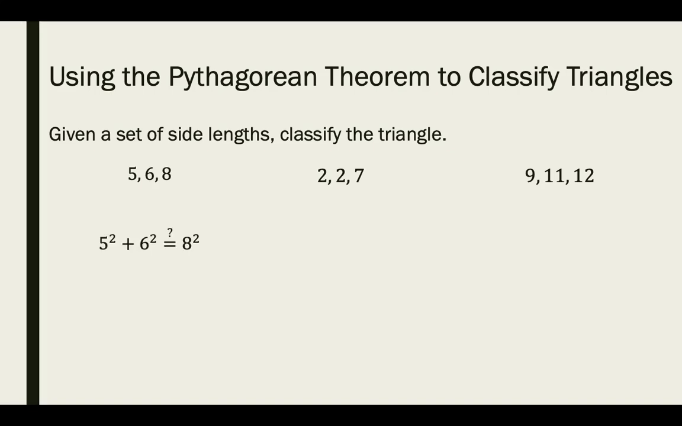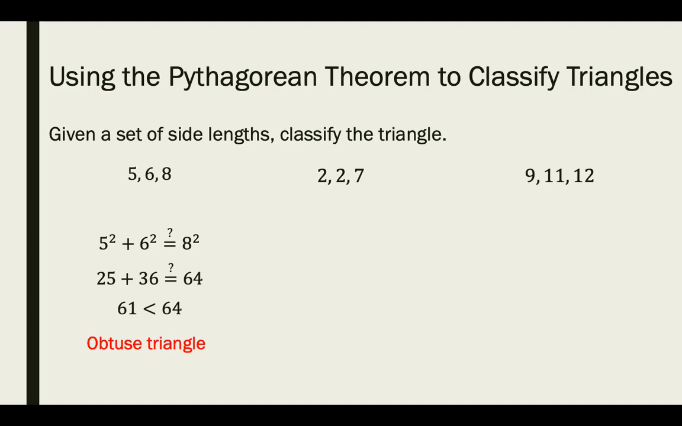So we plug them into the Pythagorean theorem and see what happens. If we do this with 5, 6, and 8, the side with C squared ends up being bigger, which means it's an obtuse triangle. If that right side is bigger, it's obtuse. If the left side is bigger, it's acute. And if the two sides are equal, it's a right triangle. So in this case, it's obtuse.